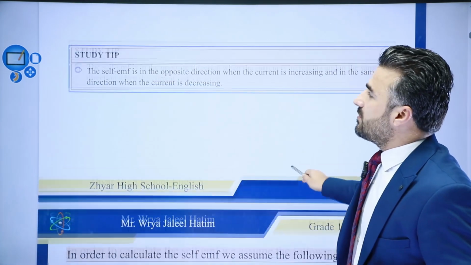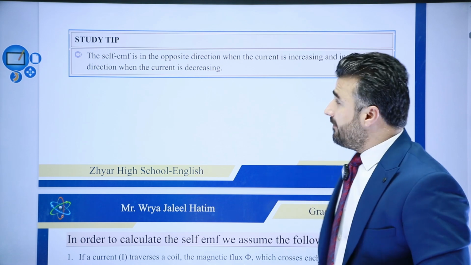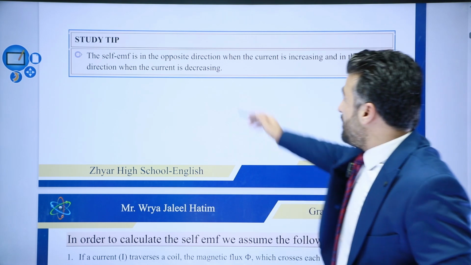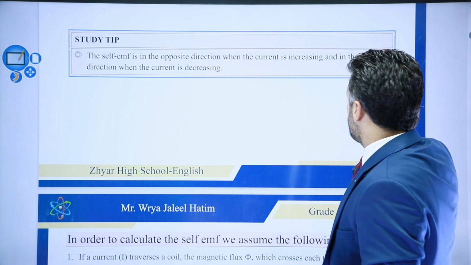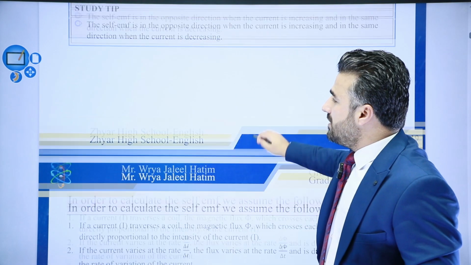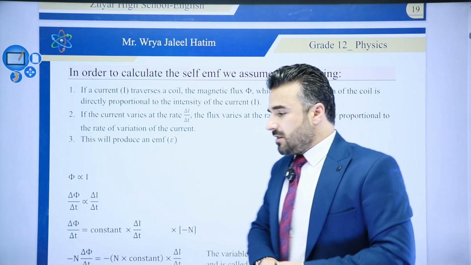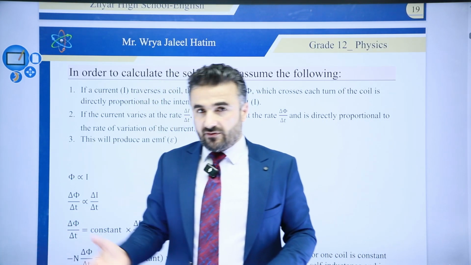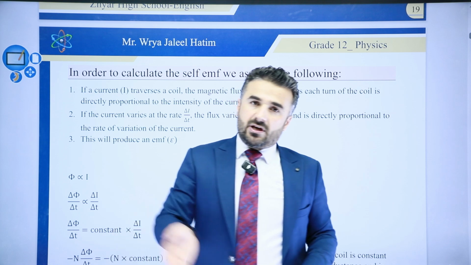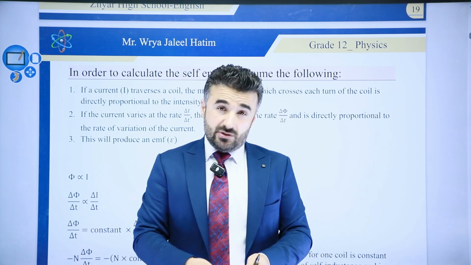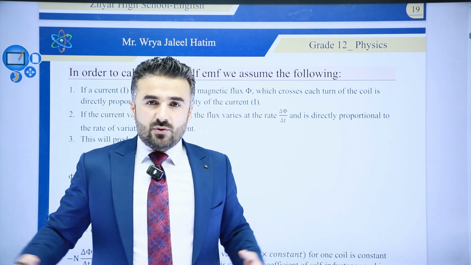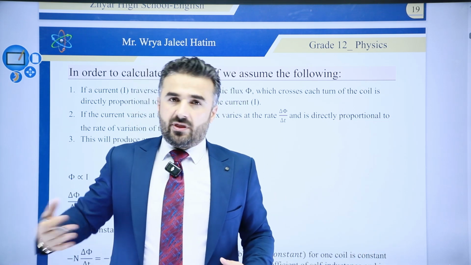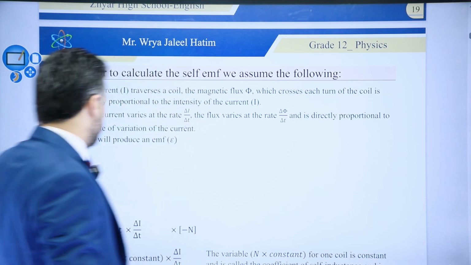Now we have a study tip, remember this. It says the self-electromotive force is in the opposite direction when the current is increasing, and of course, it is in the same direction when the current is decreasing. Remember, so we can say there is an electromotive force induced. This electromotive force induction, of course, leads to a current induction. This induced current, of course, will have its own magnetic field, which opposes the original or the circuit's magnetic field.